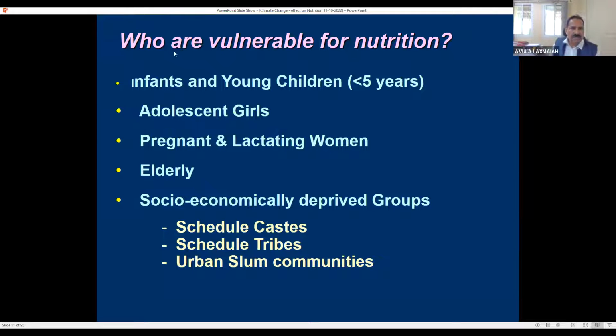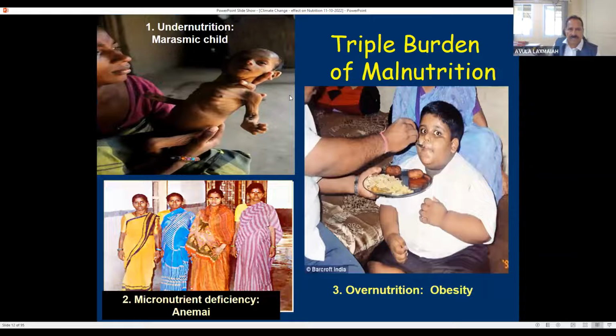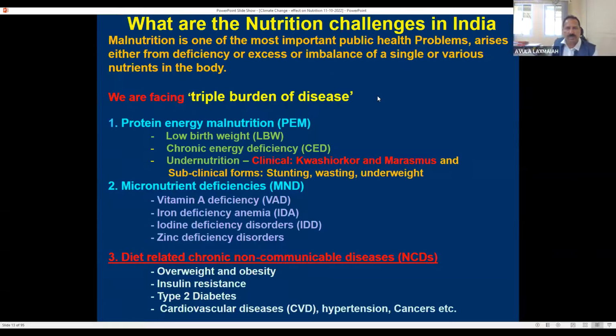So these are all who are vulnerable for nutrition: infants and young children, adolescent girls, pregnant and lactating women, elderly people, then socioeconomically deprived groups. These people are already deprived or somewhat undernourished. If climate change further influences the deterioration of these conditions, and with the triple burden of disease we are already facing, undernutrition, micronutrient malnutrition, and overnutrition.